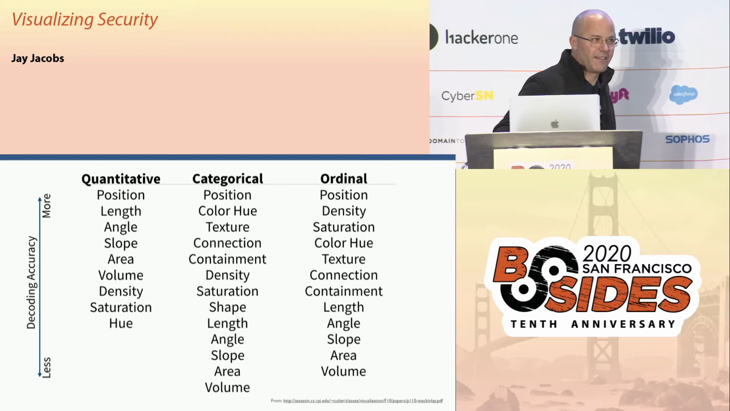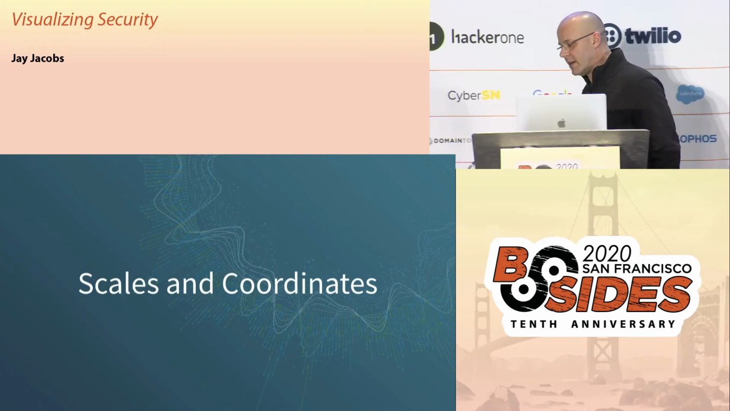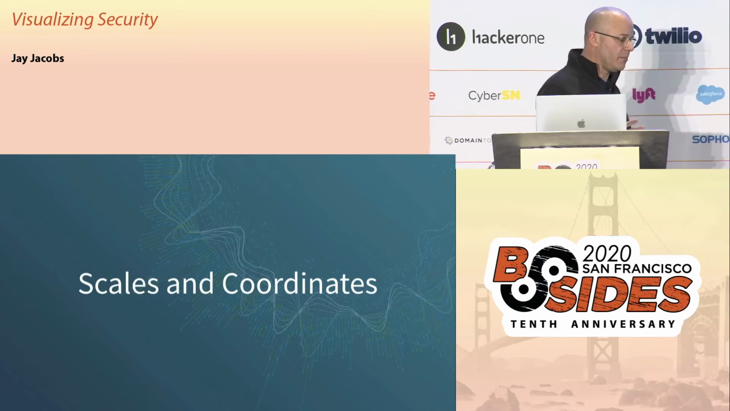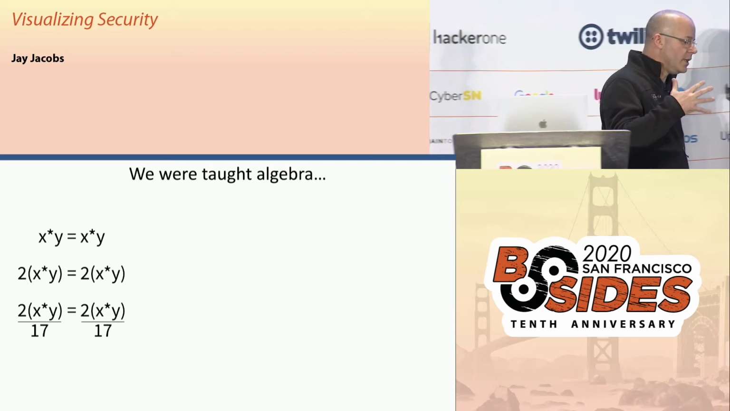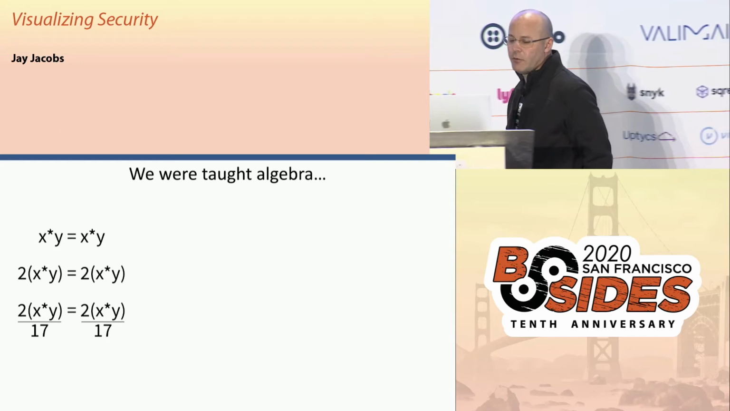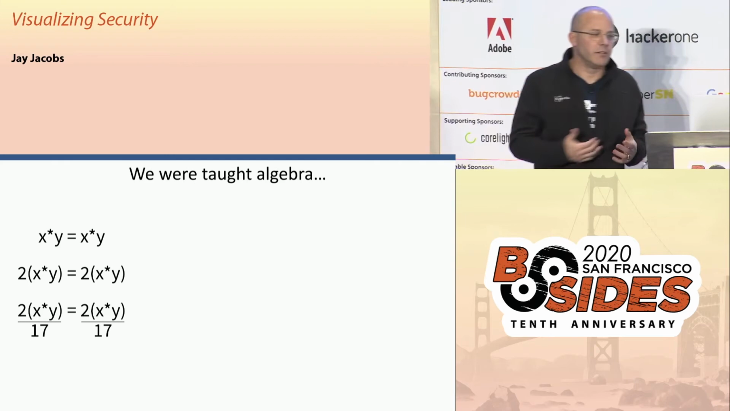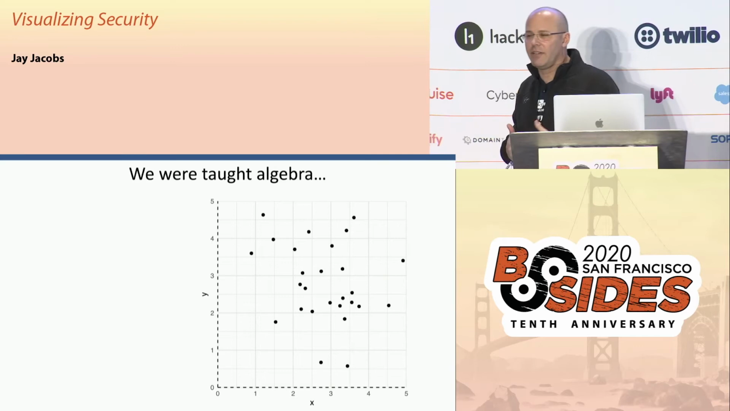Okay, scales and coordinates. I'm going to try explaining something that I had a hard time with early on when dealing with data. In algebra, you're taught that when you mess with one side, you have to mess with the other. If you multiply by two on one side, you have to multiply by two on the other. Everything has to be in balance, right? When we're talking about data and visualizing data, that kind of falls out. They're not even in the same realm. We're not talking about algebra, we're talking about data.